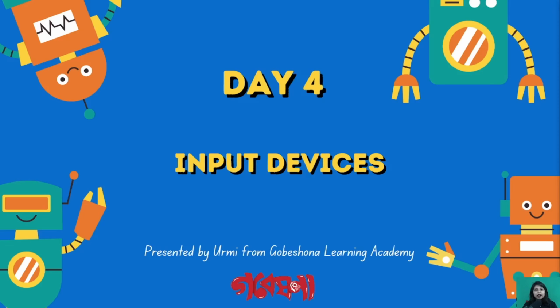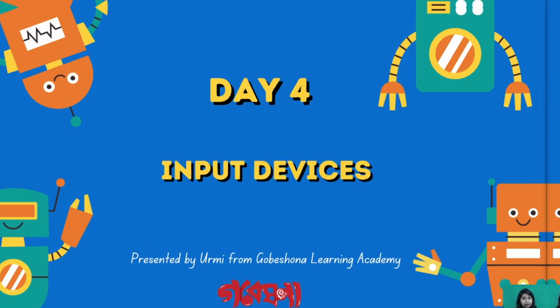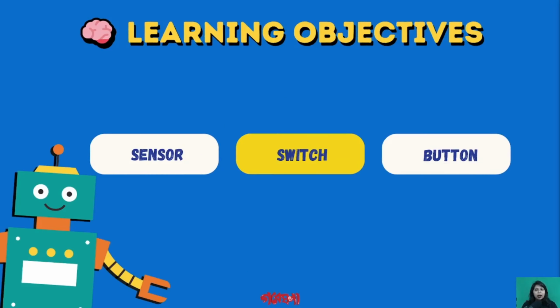Today, you will learn about input devices. What is the learning outcome? By the end of today's class, you will be able to learn how a sensor takes information from the environment, how a switch turns off and on, and how a button sends a signal.